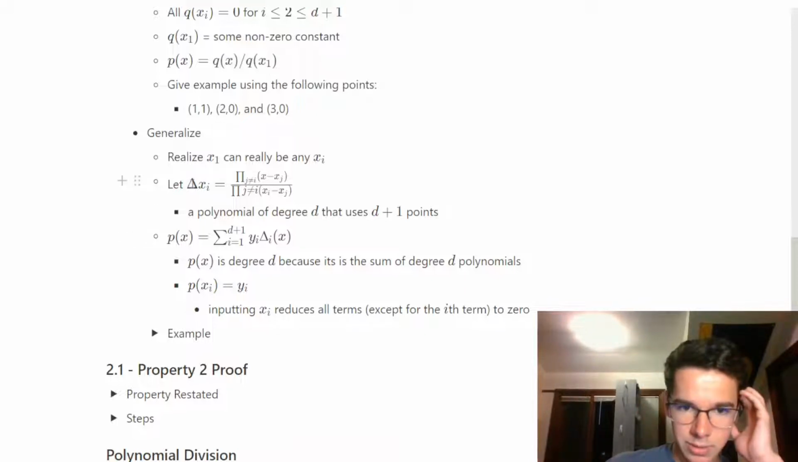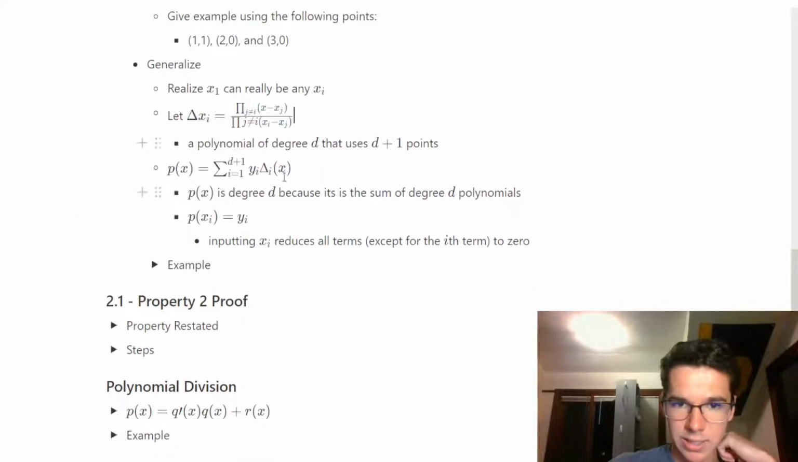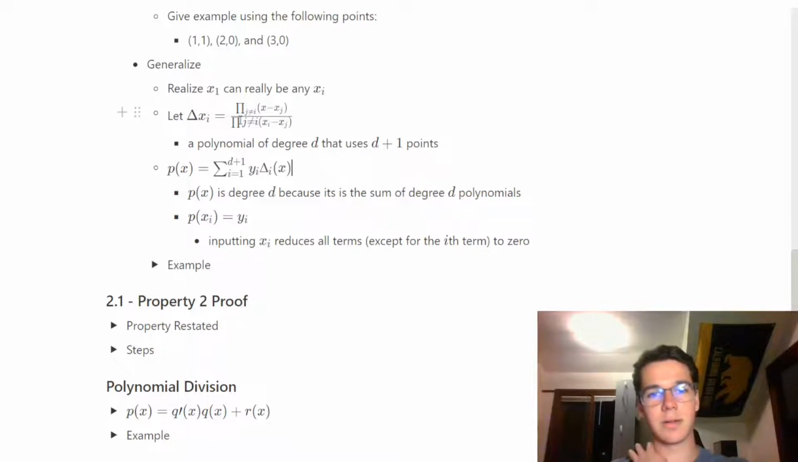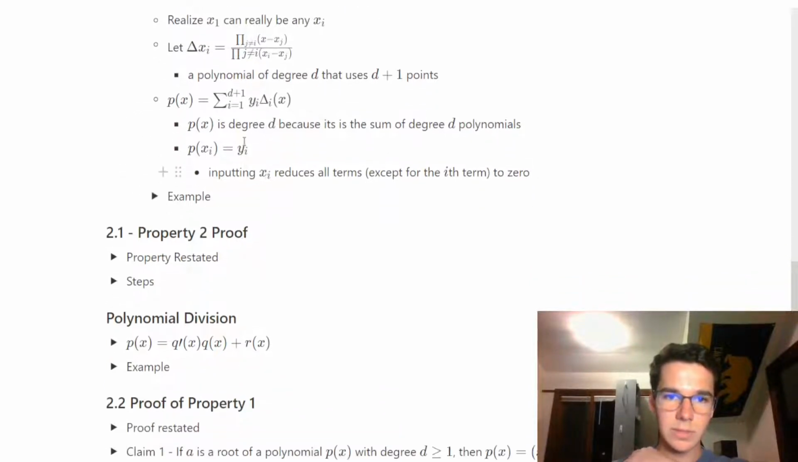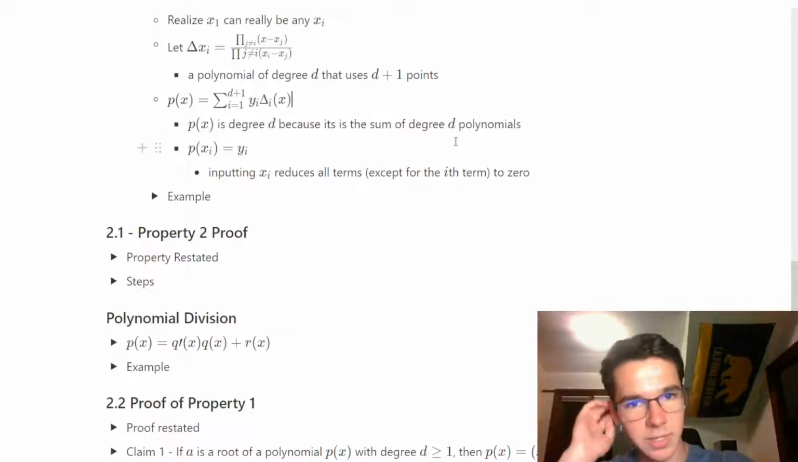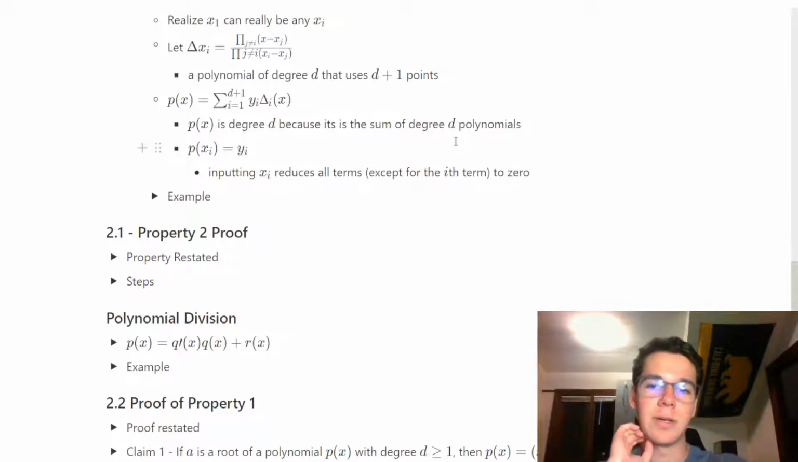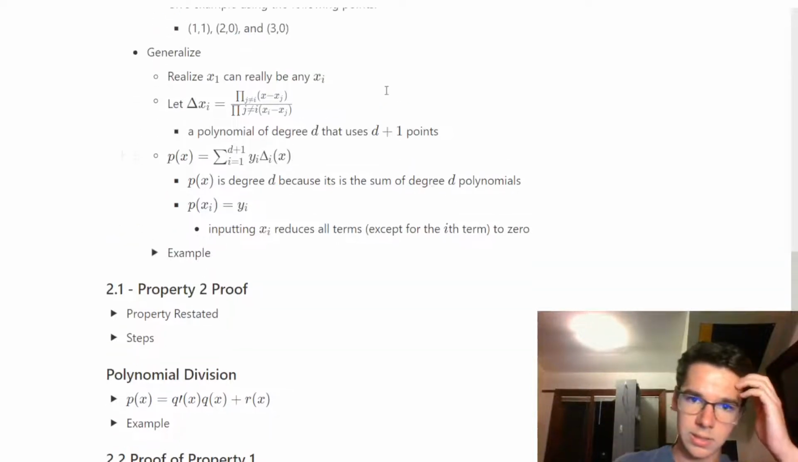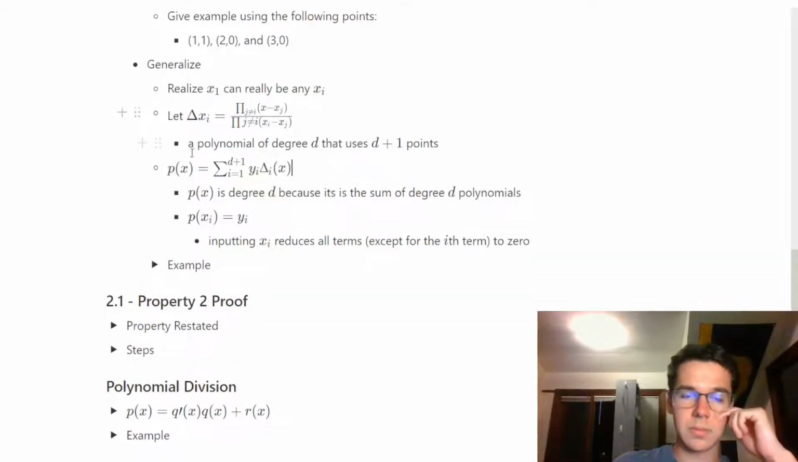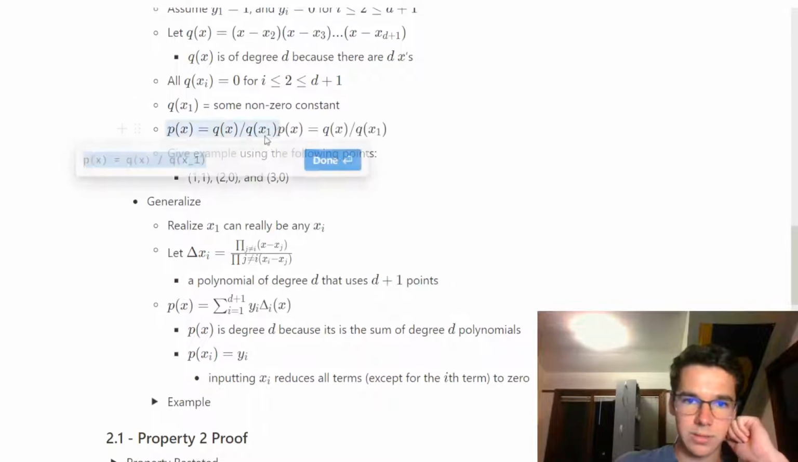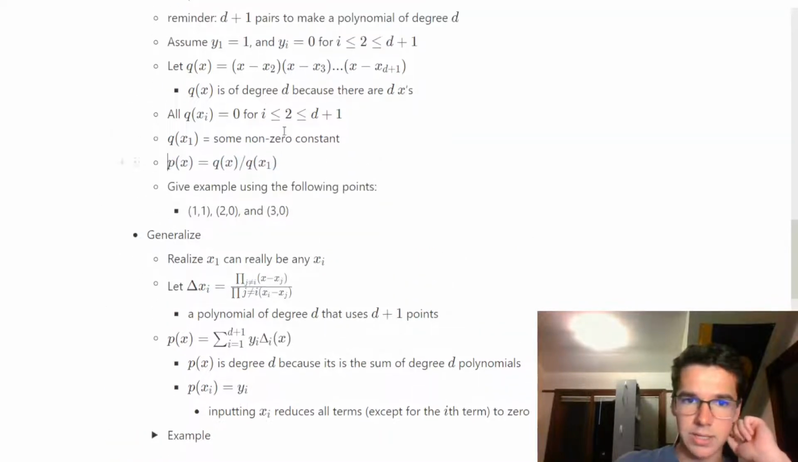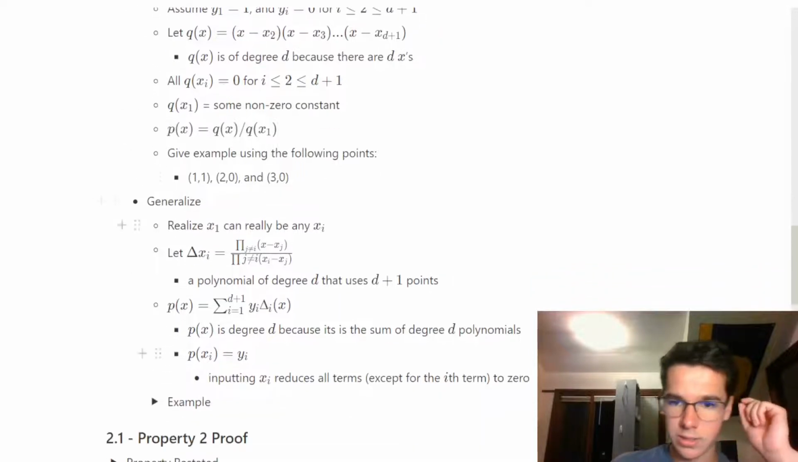xi minus all of the other x's. So this is an important thing to remember, what delta xi is, and then I think the next important thing to remember is what p of x equals. And that is basically the sum of all the delta xi's times their corresponding yi's. So as you can see, p of x is degree d because it is the sum of degree d polynomials. And yeah, as we saw from here, q of x is a polynomial of degree d.